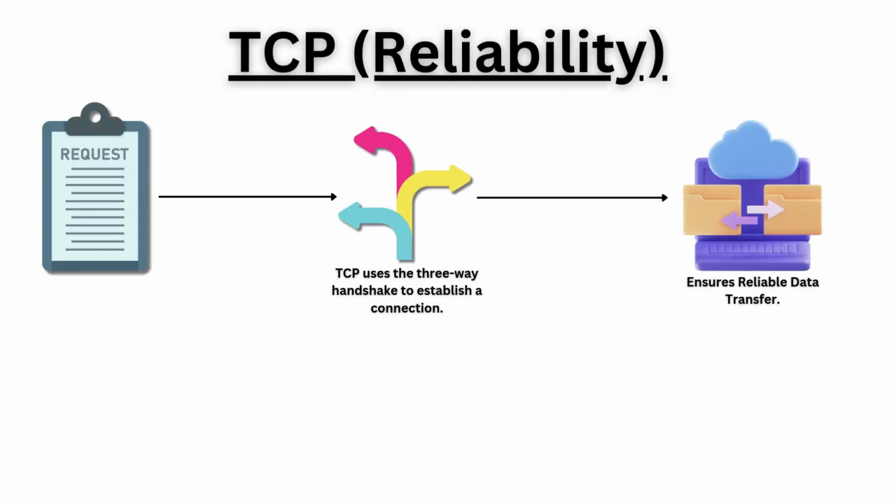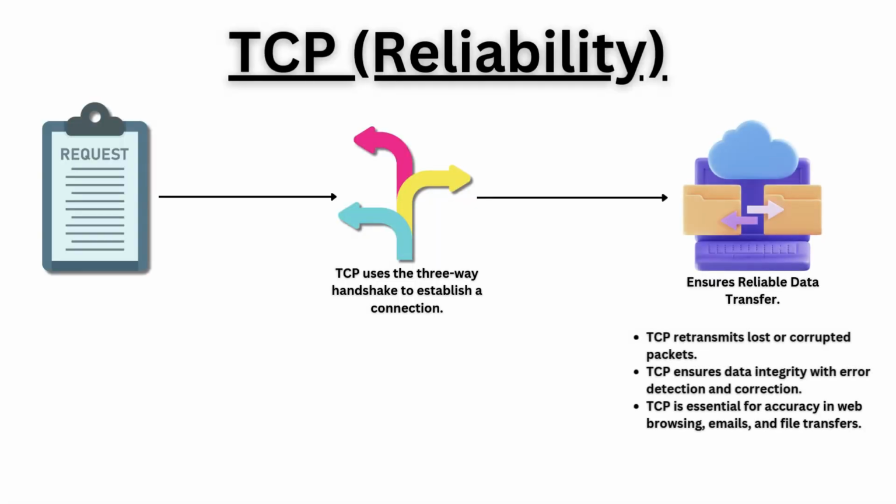TCP includes error checking mechanisms to ensure data integrity. So if a packet is corrupted, it is retransmitted. Every packet sent is acknowledged by the receiver. This ensures that the sender knows the data has been successfully received. TCP is ideal for applications where accuracy is critical. Imagine your email arriving with missing words. TCP ensures it doesn't happen. That's why it is the backbone of this kind of task.